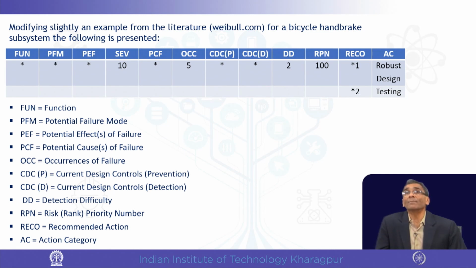So, recommendation 1 is details, but the action category is robust design. Something else also is recommended as asterisk 2, that is in testing category, which is the problem undertaking for a bicycle handbrake subsystem design.